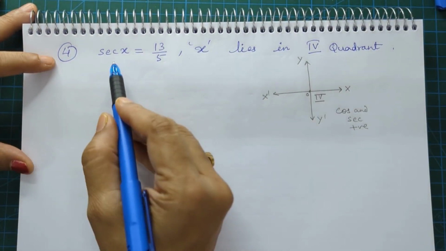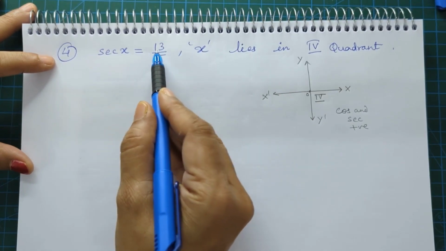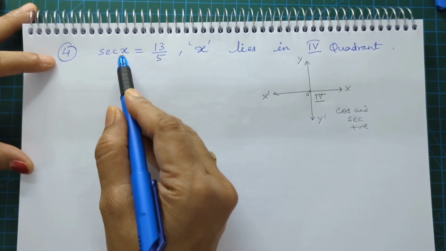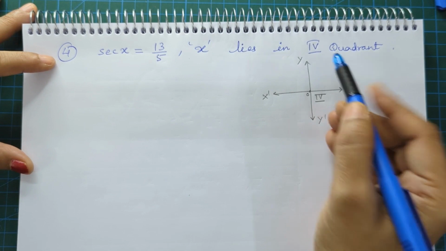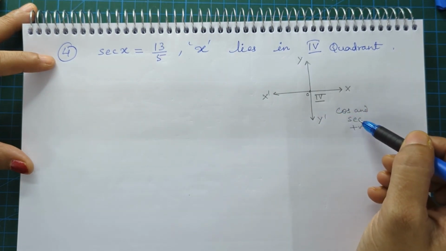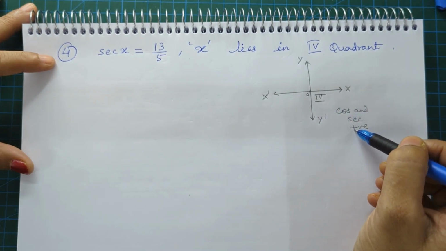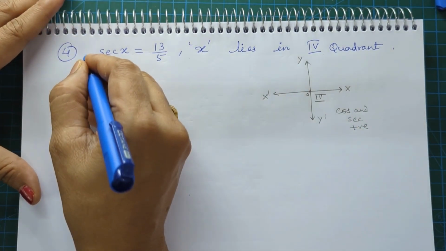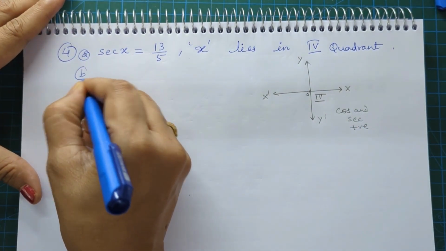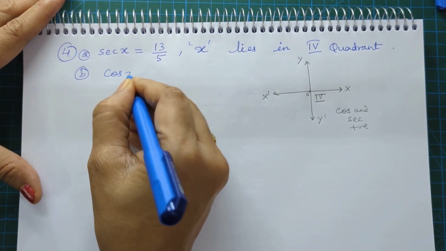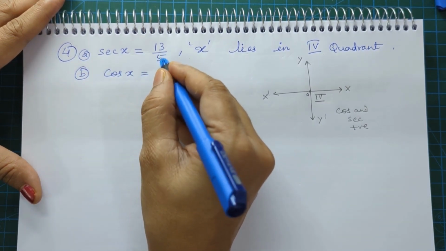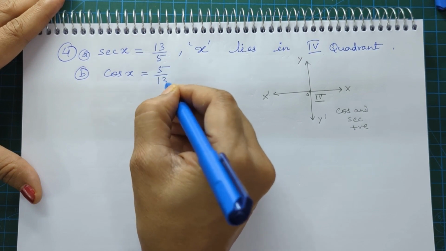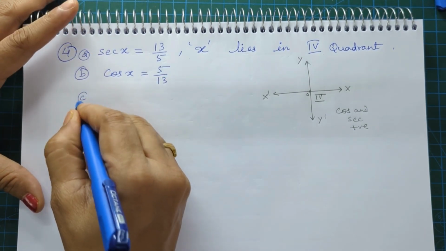The fourth question, we are given secant of the angle as 13 by 5. The angle lies in fourth quadrant. In fourth quadrant, cos and secant are only positive, rest all trigonometric ratios are negative. Whenever secant is given, we can find cos because they are reciprocal ratios. So cos of the same angle is going to be reciprocal of this, means 5 upon 13. When we know cos, we can find sine.